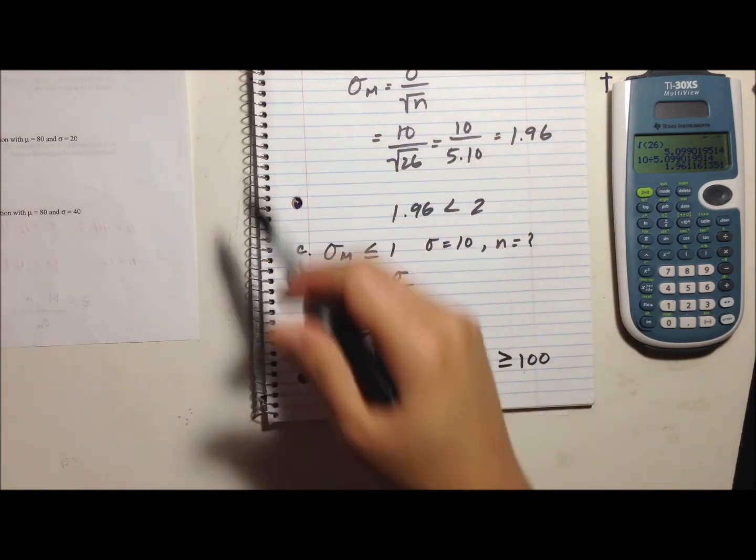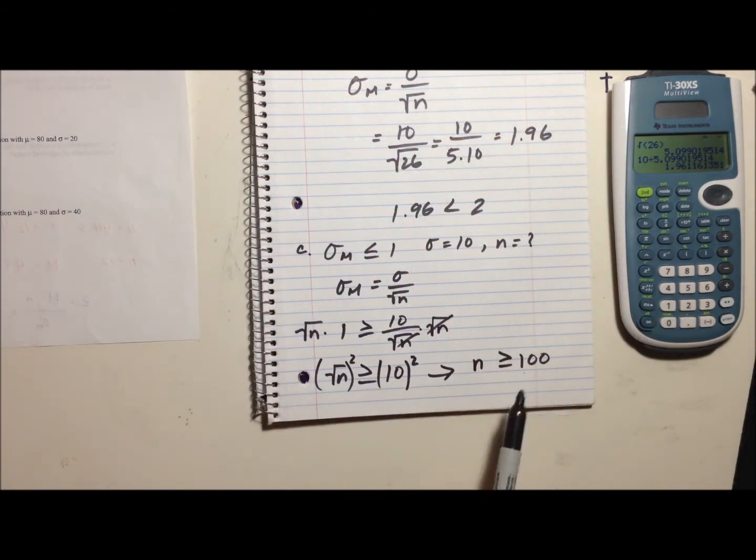Got it? And I showed you that if we plugged in 100, we'll get 1. If we plugged in 101, we'll probably get something a little smaller. If I plugged in 99, I might get 1.01 or something. And that won't fit into our original specification. Okay.